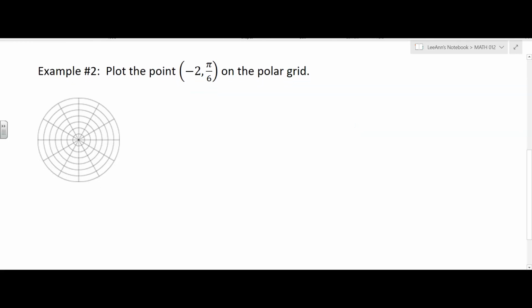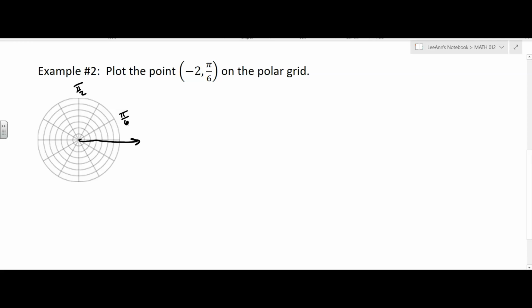Okay, so pi over 6, that's a third of the way, right? Between 0, the polar axis. So this is the polar axis. Between pi over 2 and 0, the polar axis, would be pi over 6. So it'd be right there.